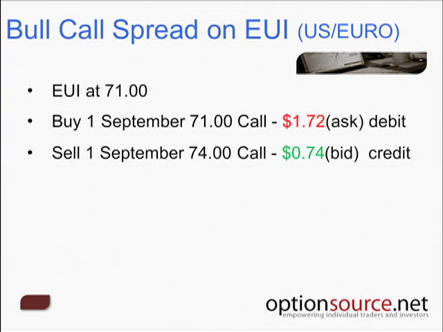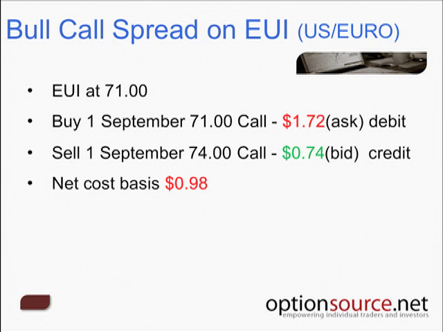Now, at the same time, we would look at the September 74 call options, and the September 74 calls have a bid of 74 cents, ironically enough. So in selling that September 74 call, we have a credit deposited into our account of 74 cents or $74. So we reduce the net cost of that transaction by 74 cents, which means we only have to put up 98 cents in order to participate in this particular outlook. Now, the trade-off, as I mentioned, is that we cannot make any more than the strike price that we sold.